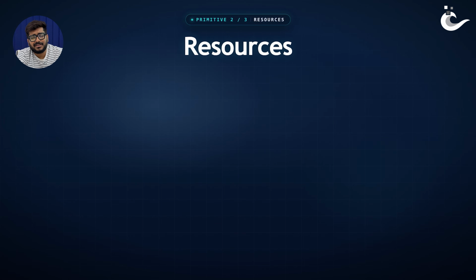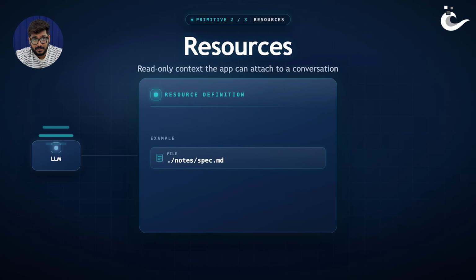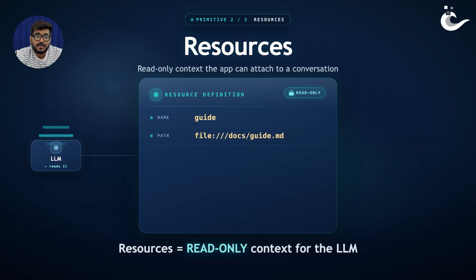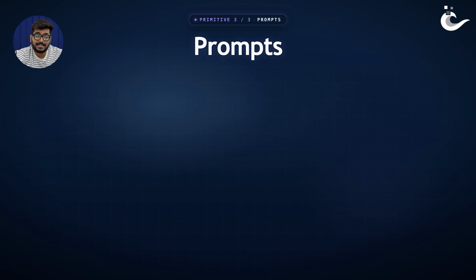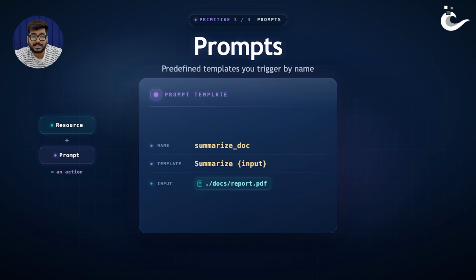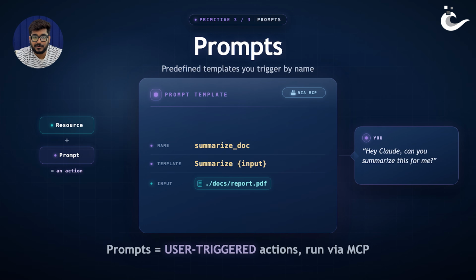Second, resources. These are read-only pieces of context that the application can attach to a conversation. For example, if you want to read a file or a doc, you give a resource and a path to that doc, and the LLM can call that doc. Third, prompts. These are predefined templates. For example, if you want to summarize a doc, that is a combination of a resource and a prompt. You say, hey Claude, can you summarize this for me? And Claude will perform that action using an MCP.